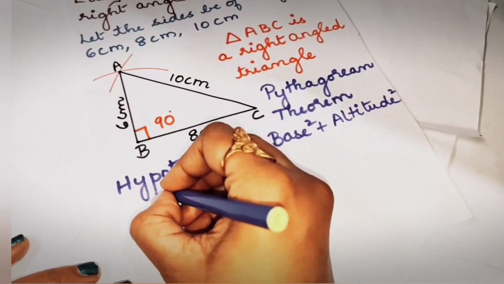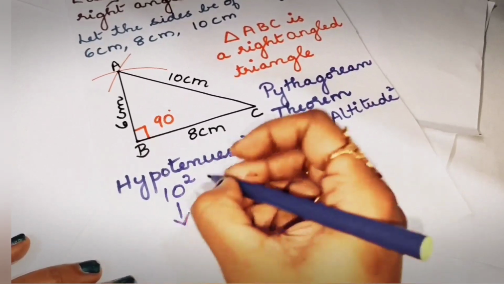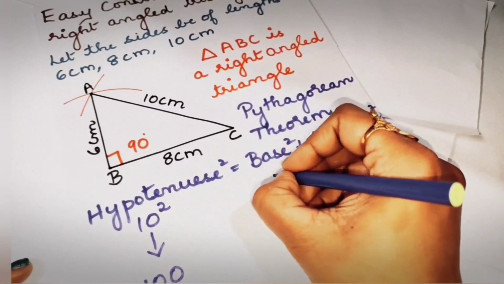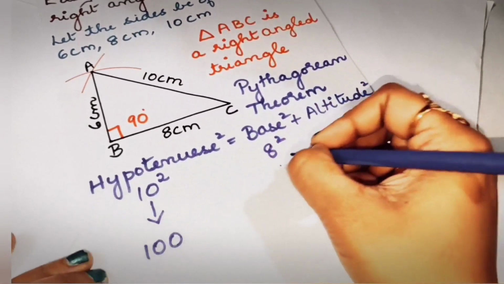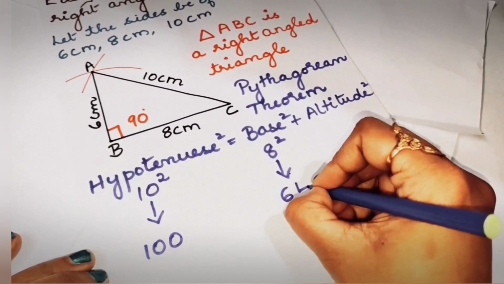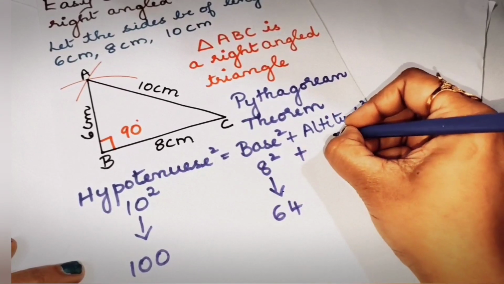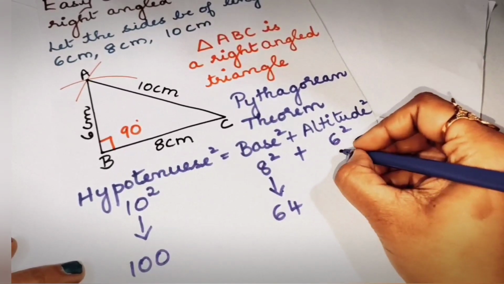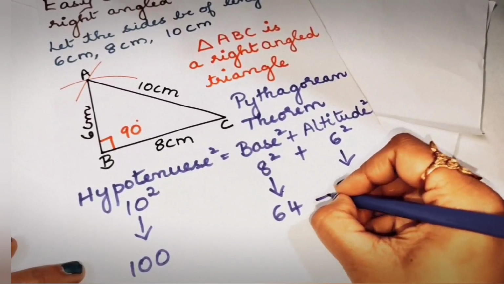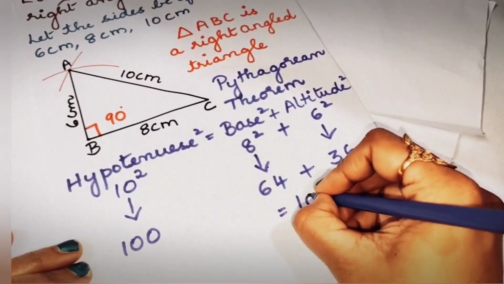Let's start with the LHS. Hypotenuse square is 10 square, which gives us 100. Moving on to the RHS. Base square is 8 square, which gives us 64. Next on the RHS we have plus. Then we have the altitude square. Altitude square will be 6 square, which gives us 36. So on the RHS we have 64 plus 36, which gives us 100.